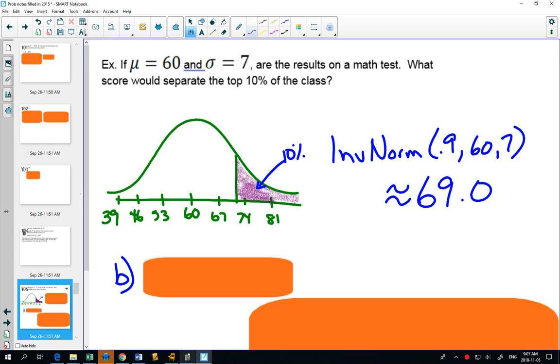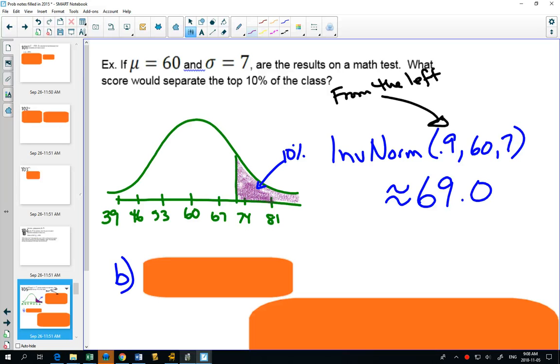Now, when we use our inverse norm button, we always start by putting in the percentage, and the percentage goes right here. And the calculator needs to know, when you put in 10%, how does it know if it's the upper 10% or the lower 10%? Because that would give me 2 different scores. So the calculator always does the percentage from the left.